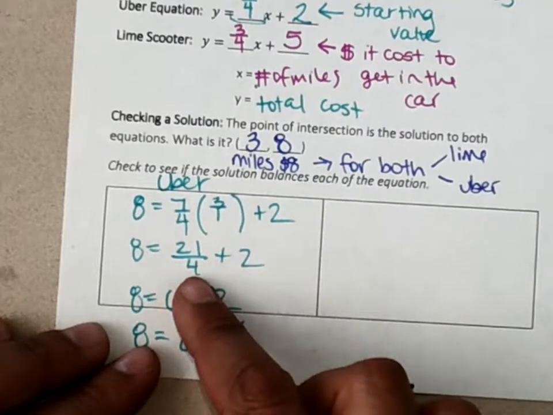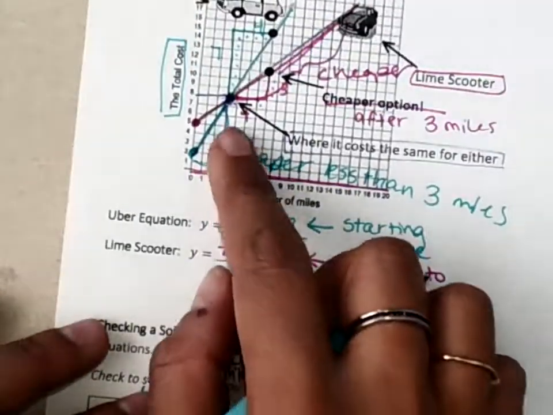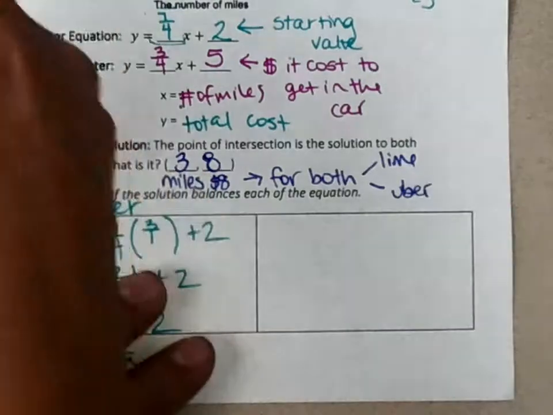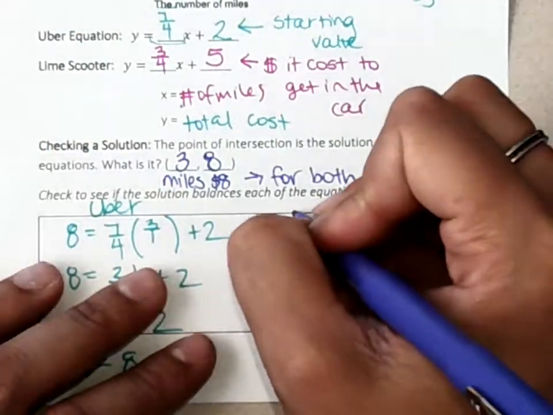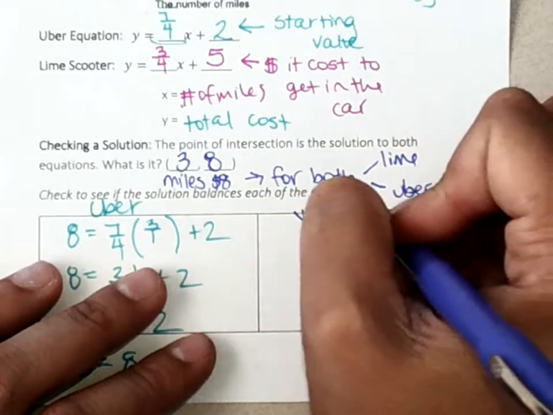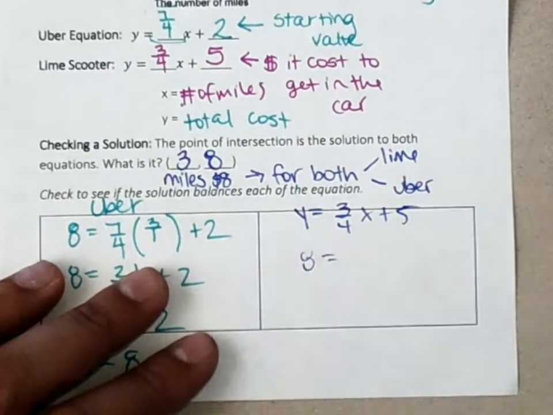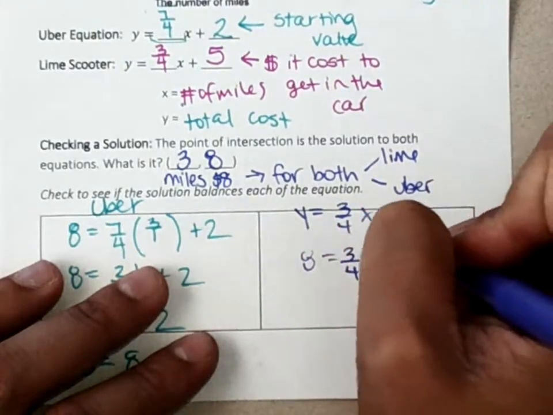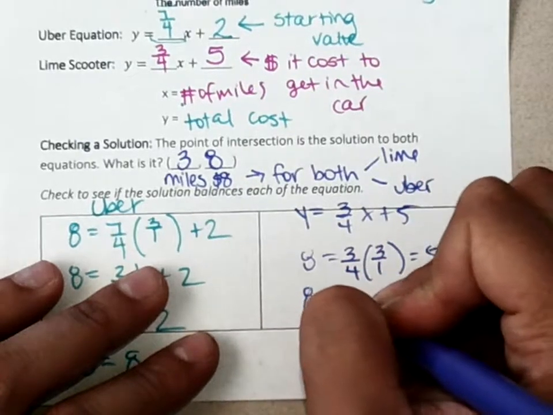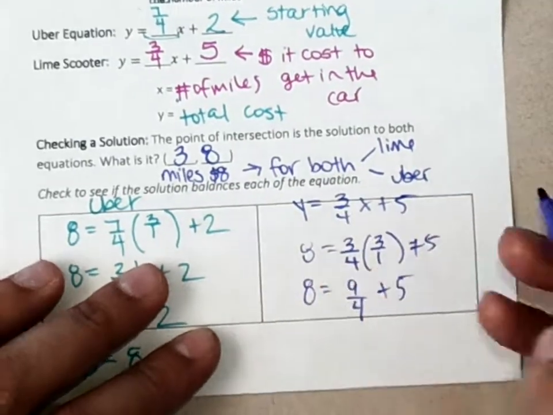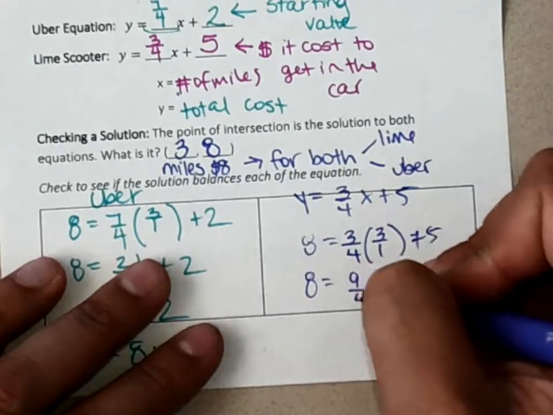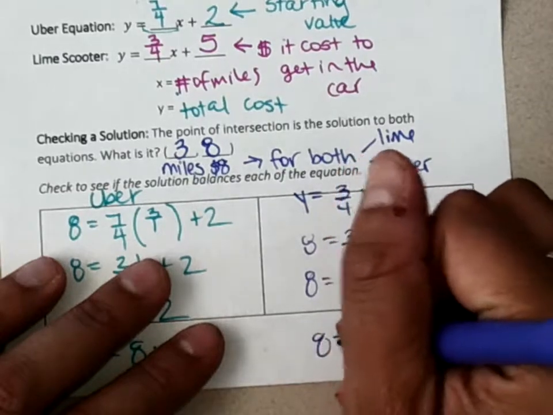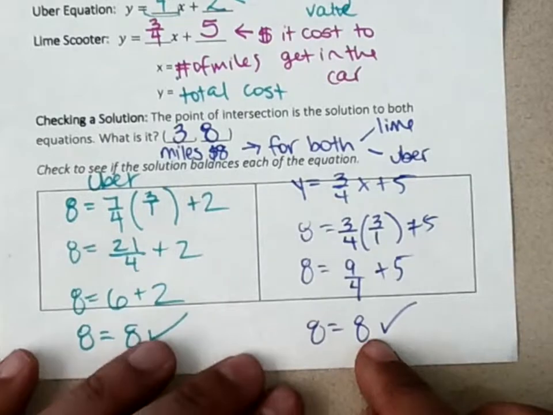You'll notice that this would have been a decimal. This just means that 3,8 is probably not the exact value, but it is close enough. For our Lime Scooter, we have y equals 3/4 x plus 5. We plug in 8 for y. We plug in 3 for x, giving us 9/4. 9 divided by 4 is about 2, a little over 2. So again, we'll just approximate and say 8 equals 8.